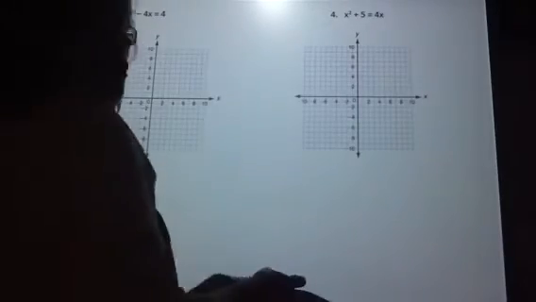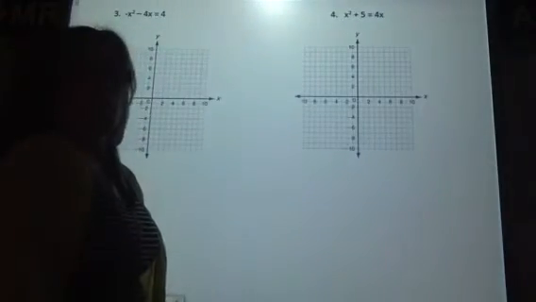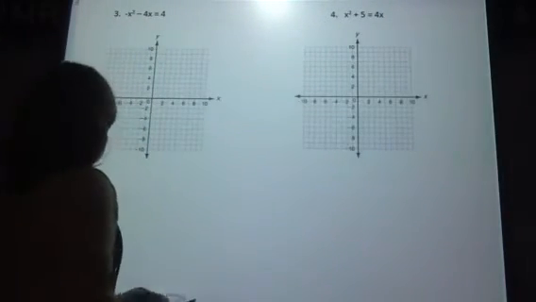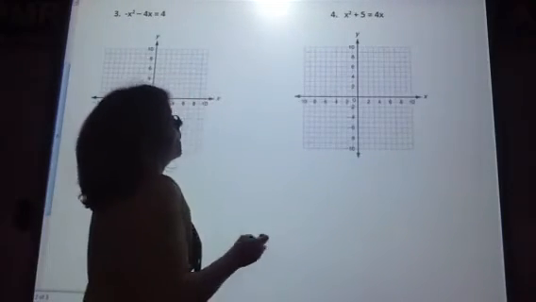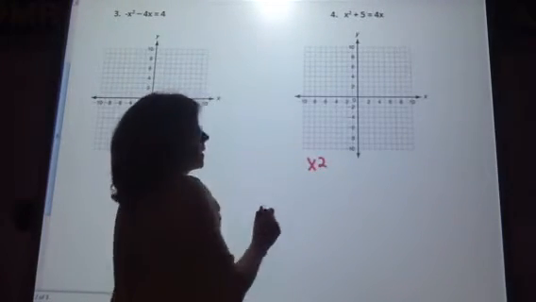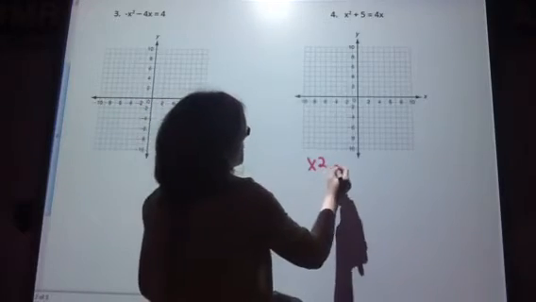Okay guys, this is Unit 8, Section 5, solving quadratic equations by graphing. And we've got two more problems, so we're going to start here on problem 4. First step that we need to do is we need to get 0 to one side of that equation.